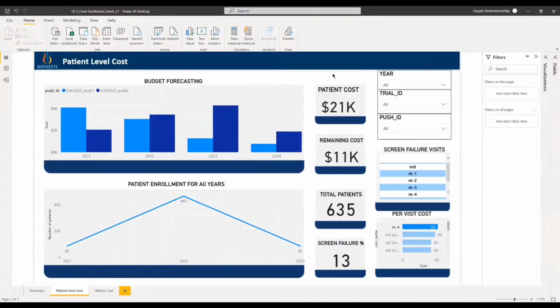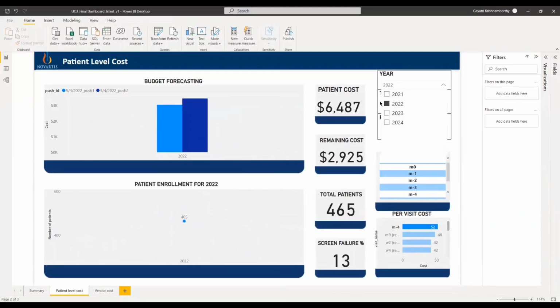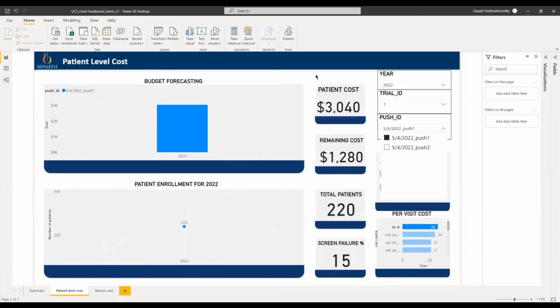Okay. In this dashboard, we have 3 filters to the right. Here, trial ID and push ID. We have 2 main KPIs, which is budget forecasting. So we can look at the budget for the patient cost across different timelines. And then we have patient enrollment. So this is the number of patients enrolled across various timelines. So let's select a particular year, trial ID as 1, and let's select a particular push.